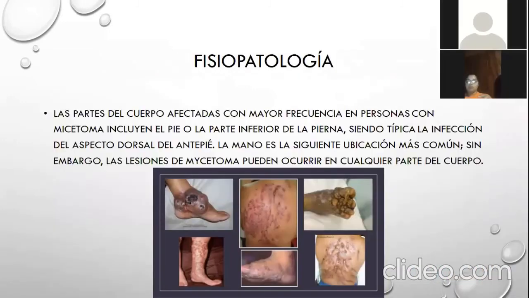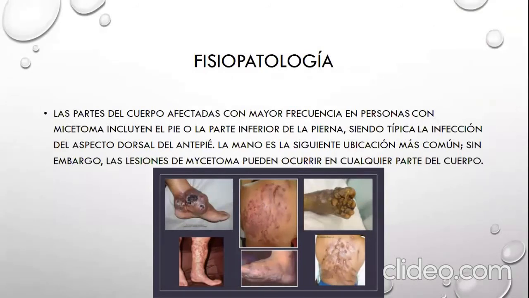Physiopathology. The body parts affected most commonly in persons with mycetoma include the foot or lower leg, with infection of the dorsal aspect of the forefoot being typical. The hand is the next most common localization. However, mycetoma lesions can occur anywhere on the body. Lesions on the chest and back are frequently caused by Nocardia species, whereas lesions on the head and neck are usually caused by Streptomyces somaliensis.